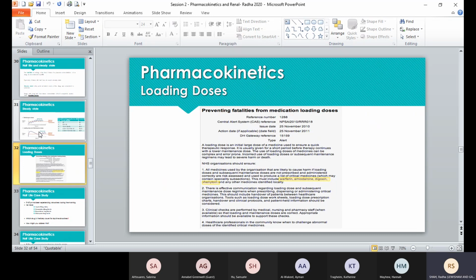Especially when a drug does need a loading dose, you have to make sure there's clear communication between all of the healthcare professionals on the ward. If you've prescribed a loading dose, normally the first one is a stat dose, so you need to inform the nurse and the pharmacist just in case it's not stocked on the ward. And all the clinical checks are performed by the doctors, and then screened by a pharmacist before it's given.